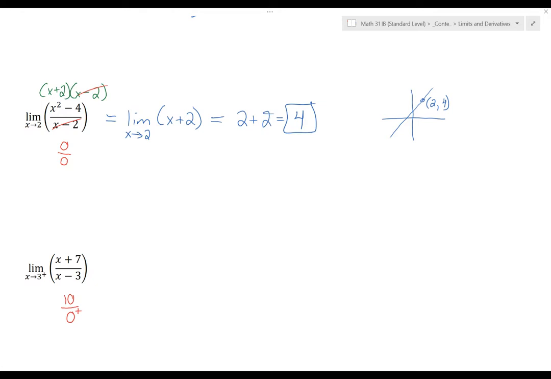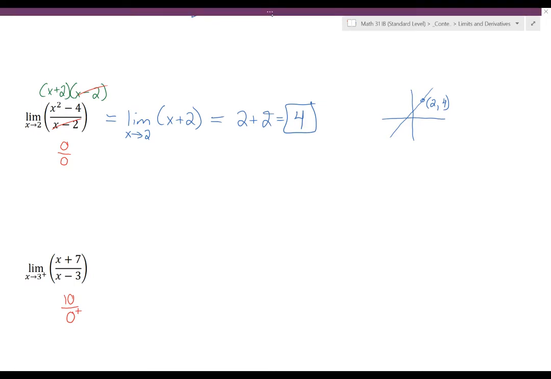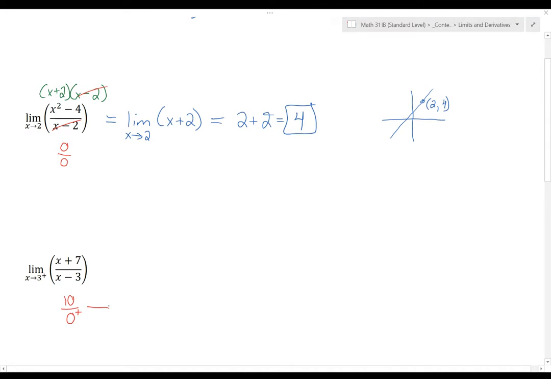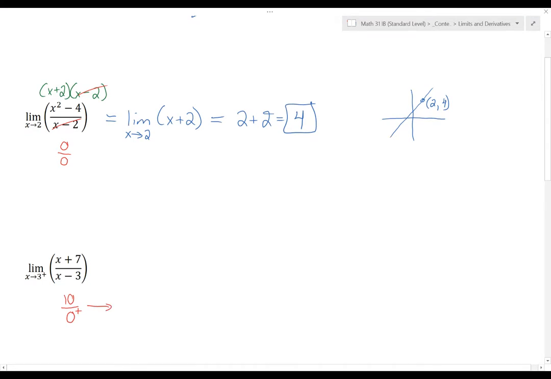Now, the smaller the number in the denominator is, the larger the overall quotient will be. So 10 divided by an incredibly tiny number gives me an incredibly large number. So this actually doesn't have a limit. There's two appropriate ways to answer this question. This expression, 10 divided by a very tiny but still positive number, goes to infinity. It gets larger and larger and larger.